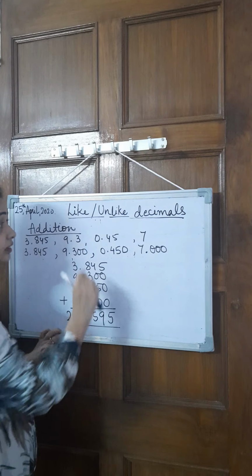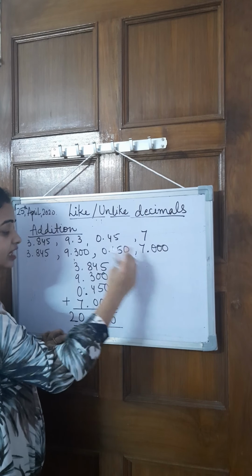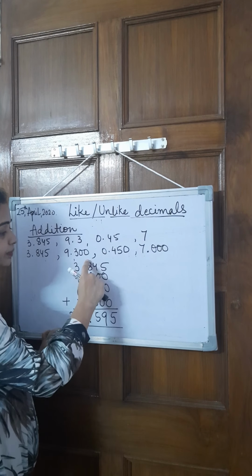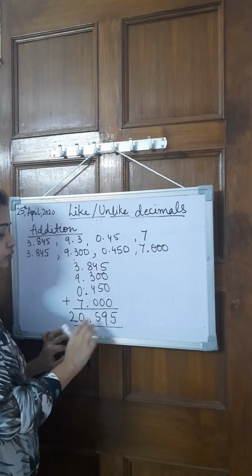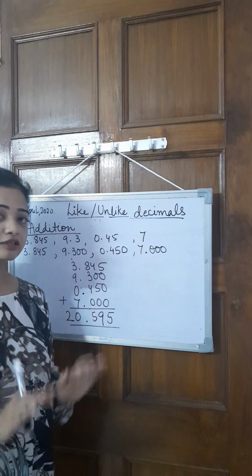Okay, so simple. Addition will remain the same. The two important things are to convert these unlike decimals to like decimals first, and then the most important part is that when you copy them, copy the places very correctly so that you don't make any mistake. Then addition is definitely easy. This is it for today.